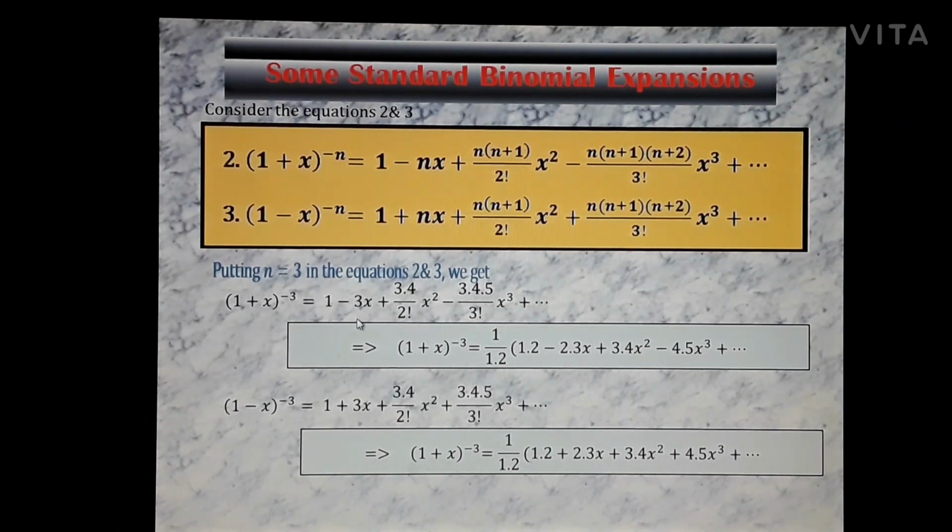Then we are rewriting this expansion like 1/(1 into 2) into (1 into 2 - 2 into 3x + 3 into 4x² - 4 into 5x³ + etc.). Because to remember this expansion easily, we are just rewriting this term, taking 2 commonly outside from all the denominator terms. Similarly, for (1 - x)^(-3) also, just put the value n is equal to 3 in this expansion, and we are getting this one.